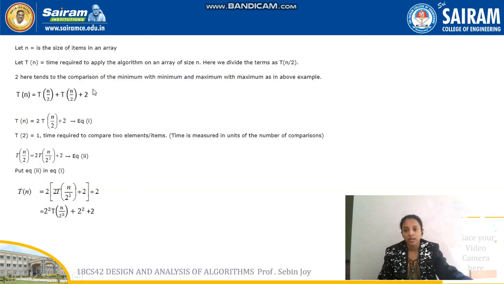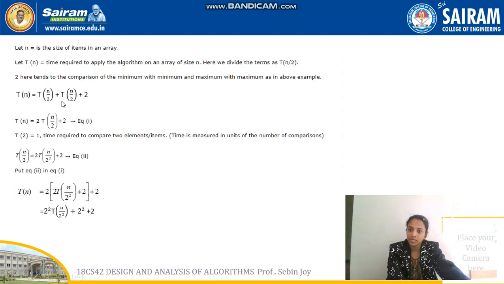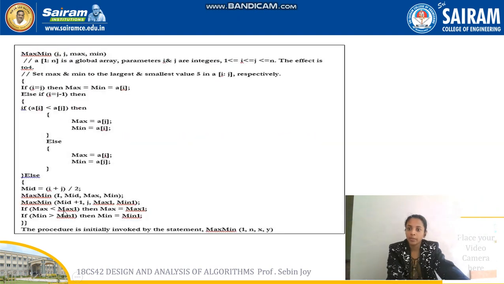If you do this, you have to do the analysis part also. Problems will always be asked like: explain the algorithm and analyze the time efficiency. So you have to find the time efficiency here. When you check this, it has two recursive calls, each on half the array. So you can write T of n by 2 plus T of n by 2, and these two comparisons are also there.